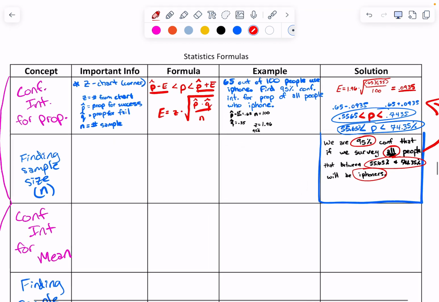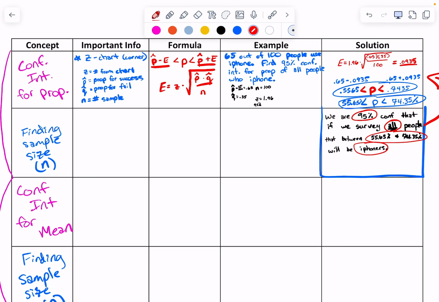Because we don't need that much space for the next one, I think I'm going to skip down to the 3rd row actually. Then we'll do both sample sizes together, so that we're all on the same page here.